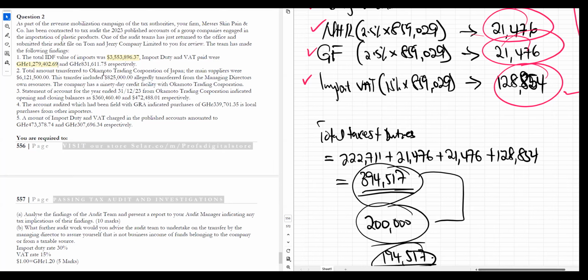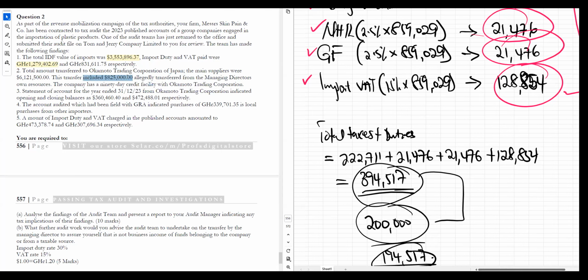Okamoto Trading. You see Okamoto Trading Corporation of Japan. So look, the import duty and VAT paid were this, right? So this is what the taxpayer has declared as his purchases. The import duty and then the VAT that was paid, right? Now, total amount transferred to the supplier was 6,121,500. Can you see that? And it included 825 paid by a director.